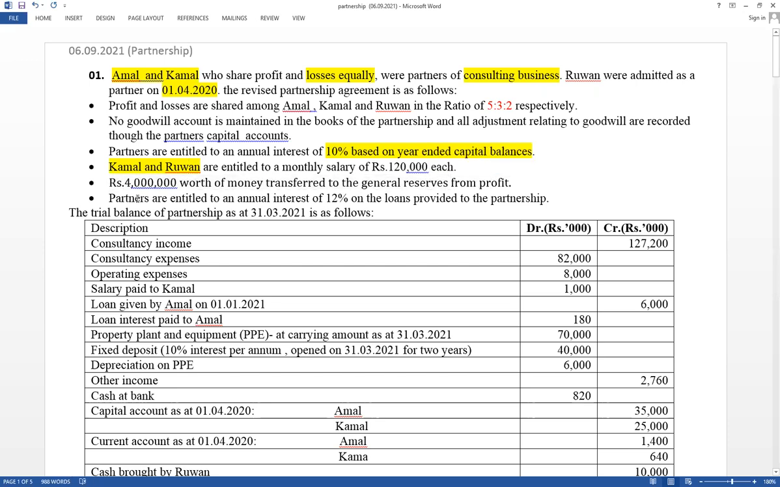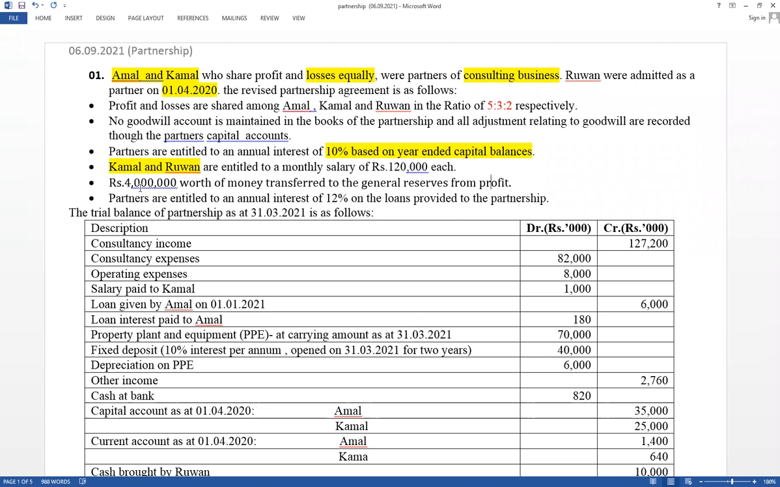Transfer to the general reserves from profit. After calculating net profit, this value should be deducted in the profit appropriation accounts as a transfer to the general reserves, and it should be included in the financial position under equity: capital accounts, current accounts, after that general reserves. This is also part of equity.